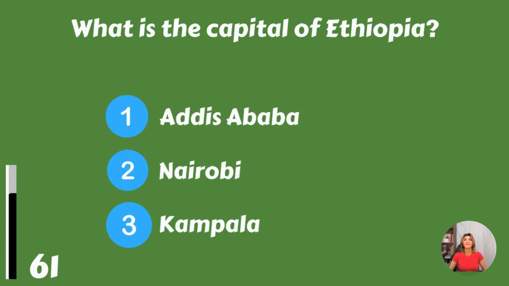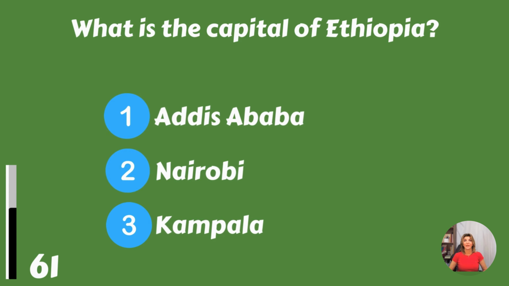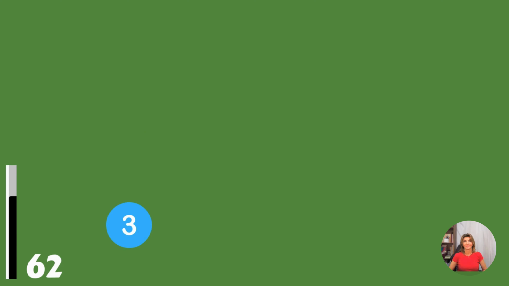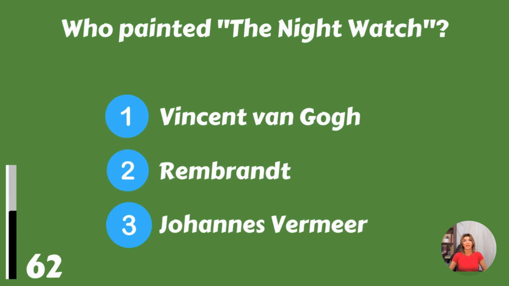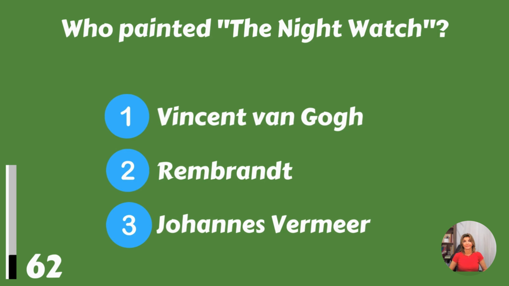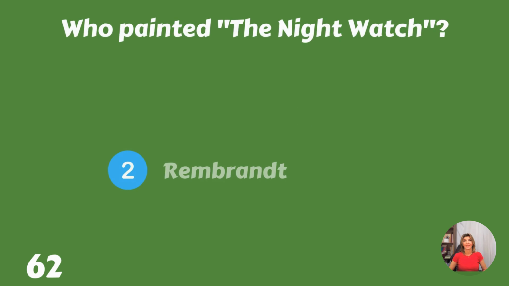What is the capital of Ethiopia? Addis Ababa, Nairobi, or Kampala? Addis Ababa. Who painted The Night Watch? Vincent van Gogh, Rembrandt, or Johannes Vermeer? Rembrandt.